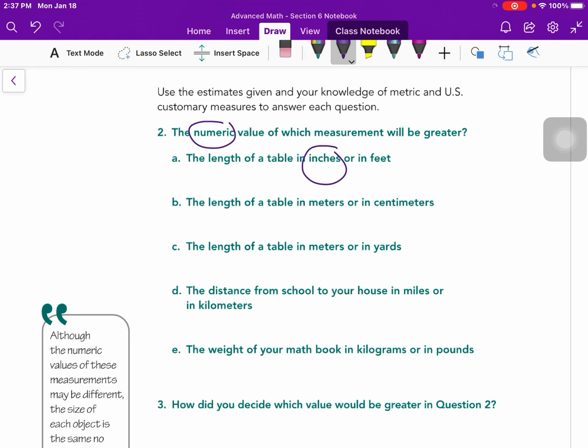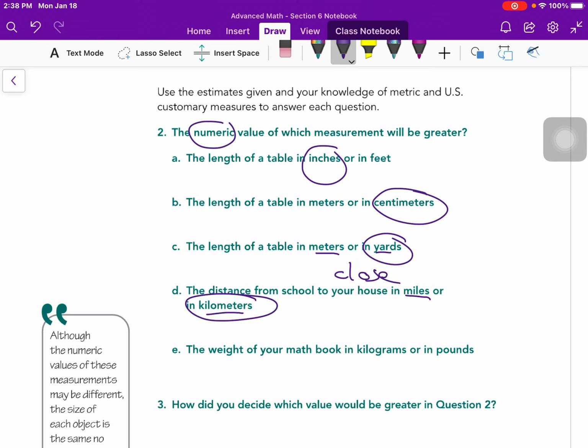Okay, in B, the length of a table in meters or centimeters, that's kind of like the inches and feet. Centimeters are smaller, so there's going to be more of them. The length of the table in meters or yards. Meters and yards are about the same. They're really close, and a yard is just a little bit smaller, so it's going to be slightly more yards. The distance from school to your house in miles or kilometers. We said a kilometer is about half of a mile, so there's definitely going to be more kilometers.